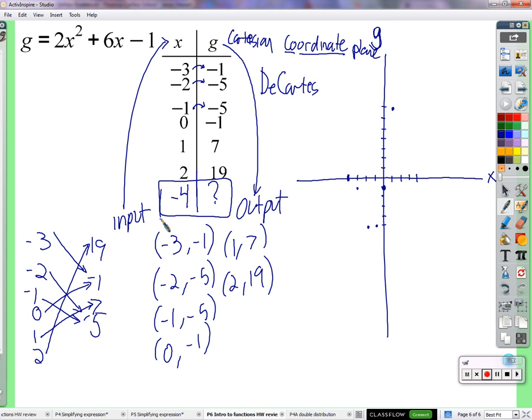Aiden, explain why you think 7. So you just plugged it in. That's not a guess. Yes, Molly? I'm thinking somewhere between 1 and 4. I'm just guessing because for -3 it turned out to be -1, and for -2 it turned out to be -5. So I'm seeing that once it gets smaller, it gets bigger. Other than just plugging it in, Oliver, why would you guess 7?